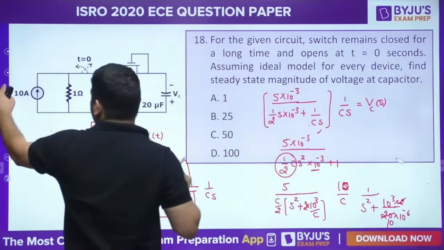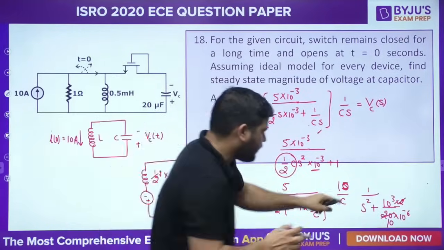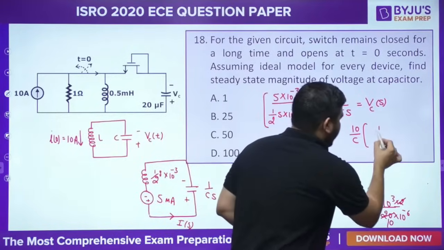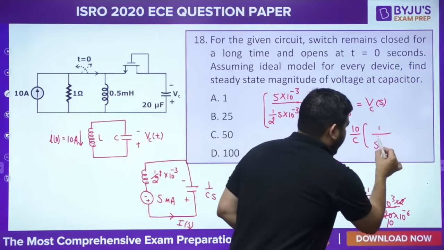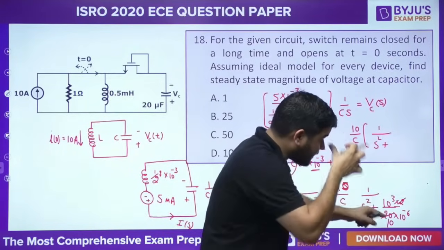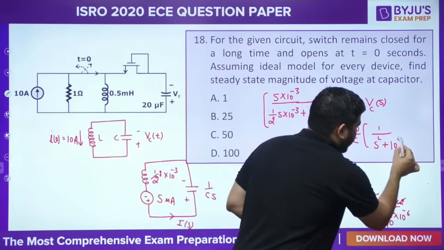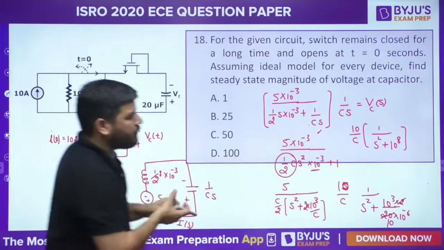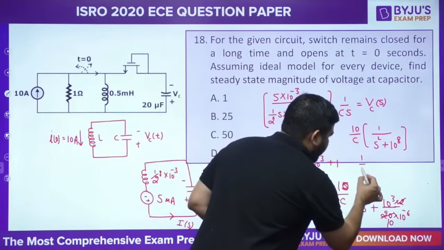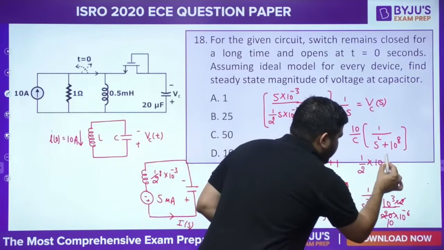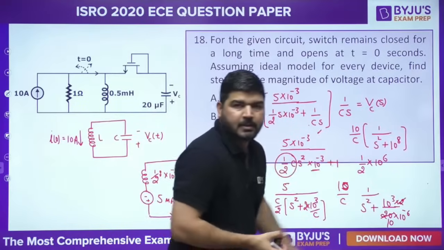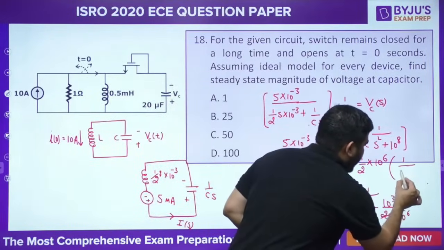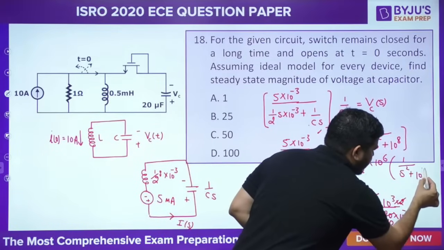So the calculation part should be correct. Okay, now what you can do is 10 by C into 1 divided by S square plus 10 to the power 8. Now you put the value of C, which is 20 microfarad. So you will get 1 by 2 into 10 to the power 6. If I put C as 20 into 10 to the power minus 6, you are left with this into 1 over S square plus 10 to the power 8.